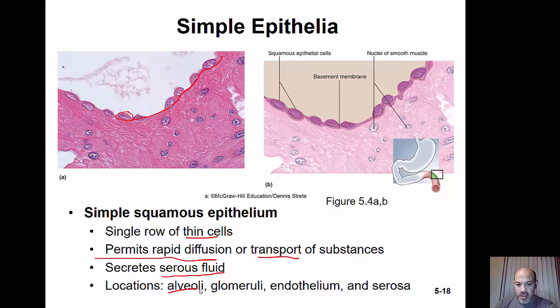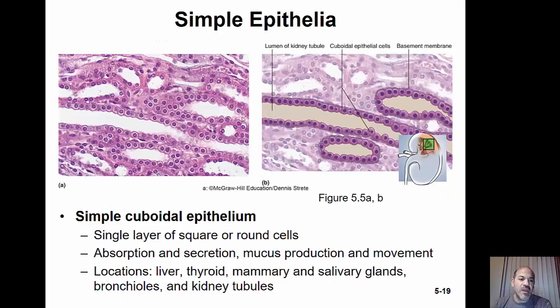They can be found in alveoli, glomeruli, endothelium and the serosa, which is the little thin layer that surrounds the organs.